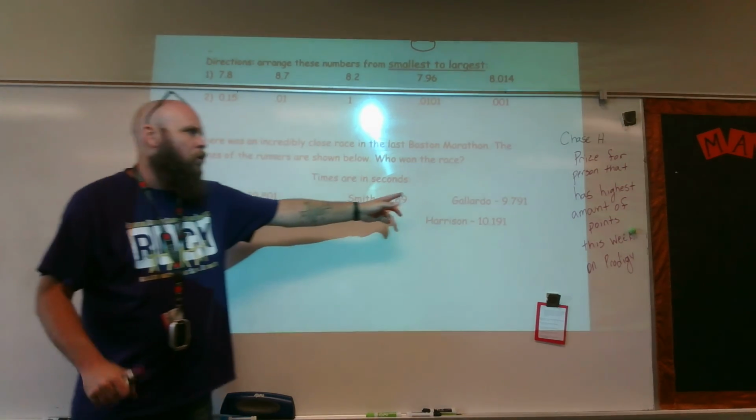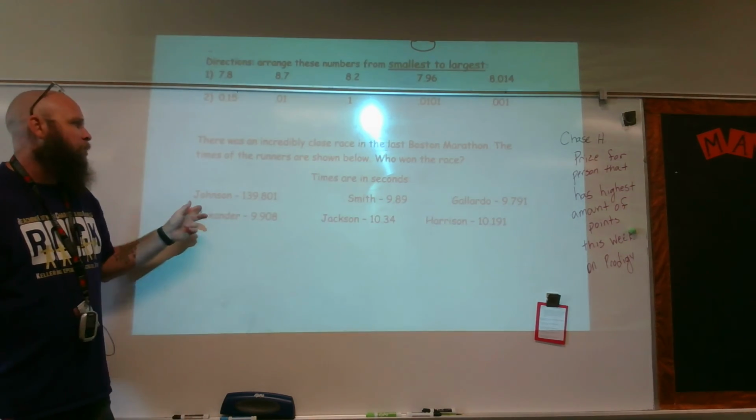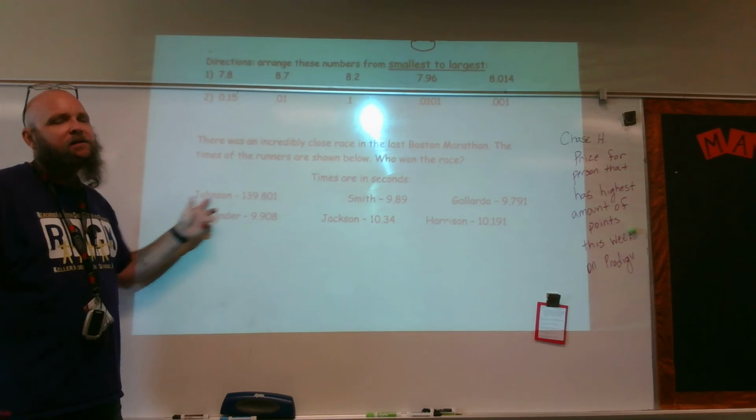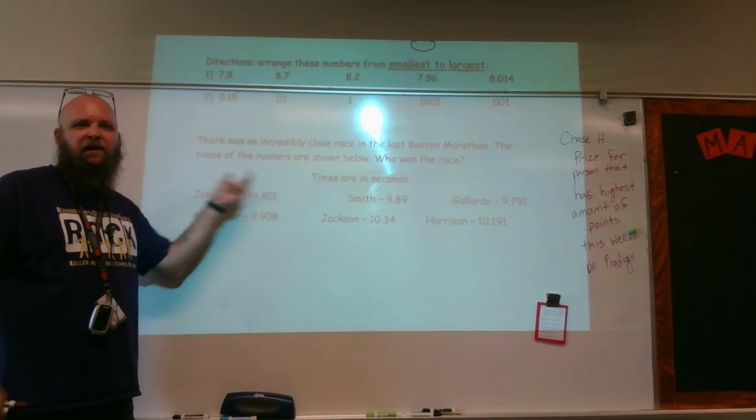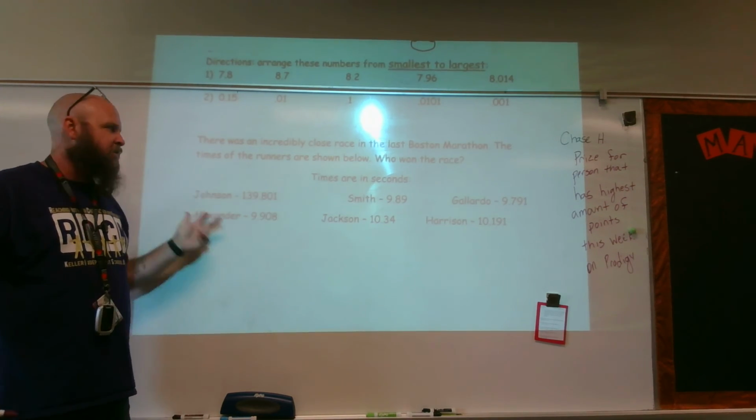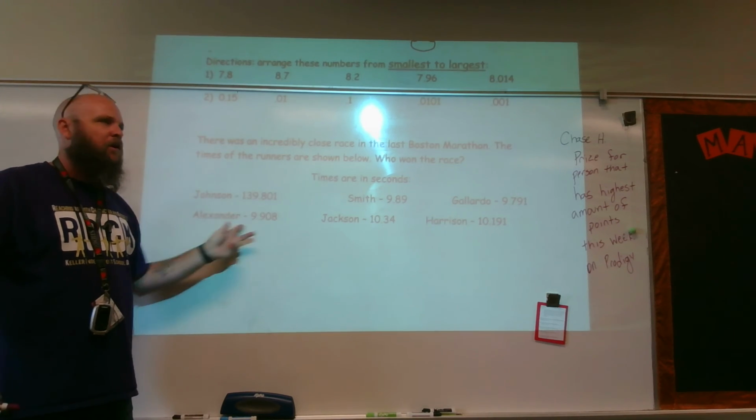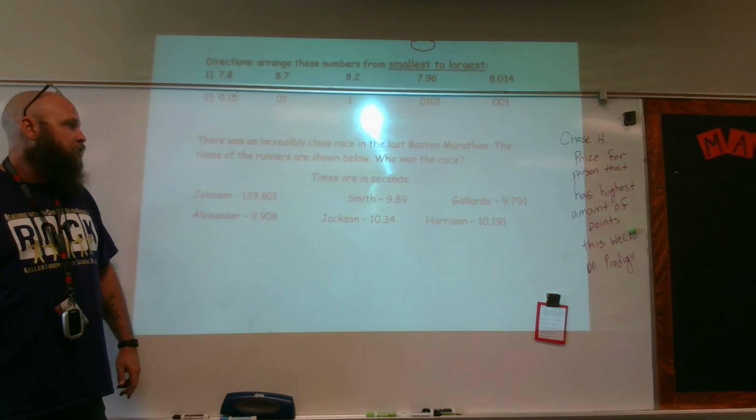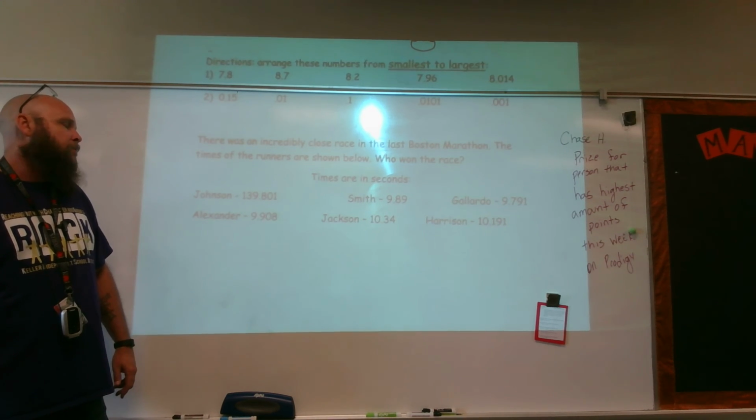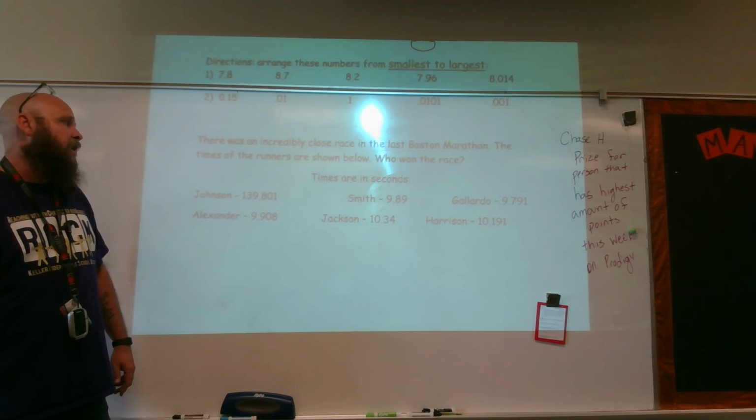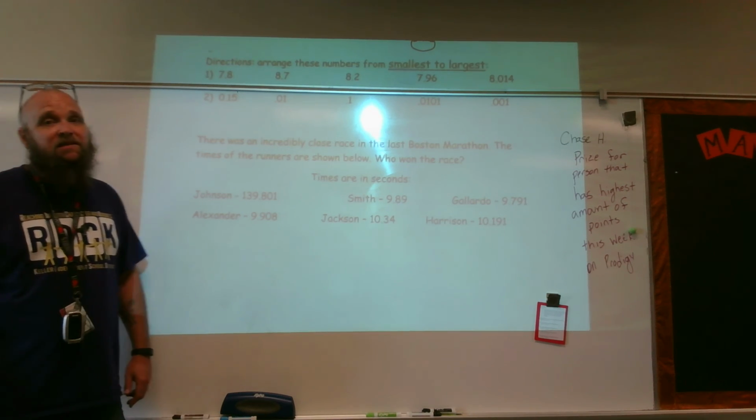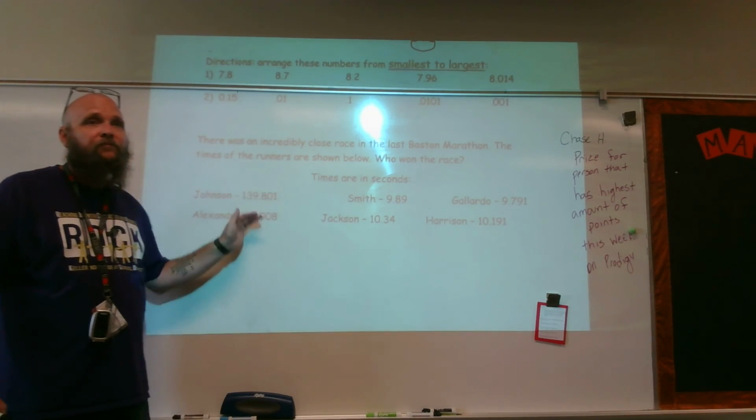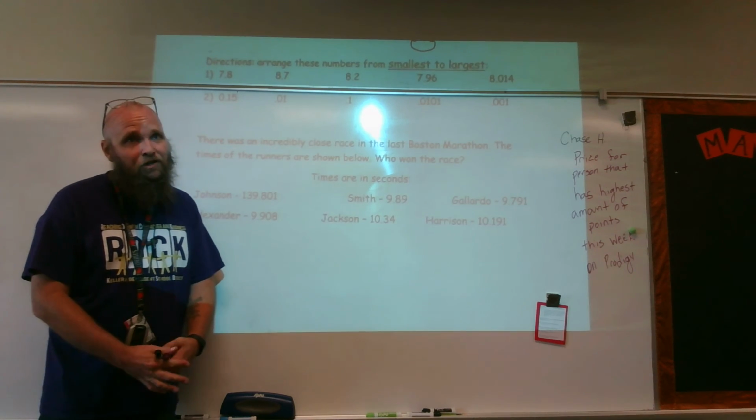So Gallardo won. See, I was trying to trick you to pick Johnson, so I made his way bigger than everybody else's. Johnson finished the marathon in 139 and 801 thousandths seconds. He needs to train a little bit harder.